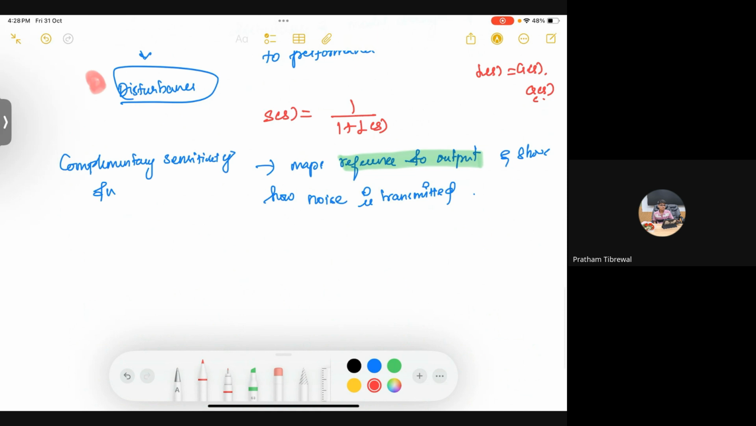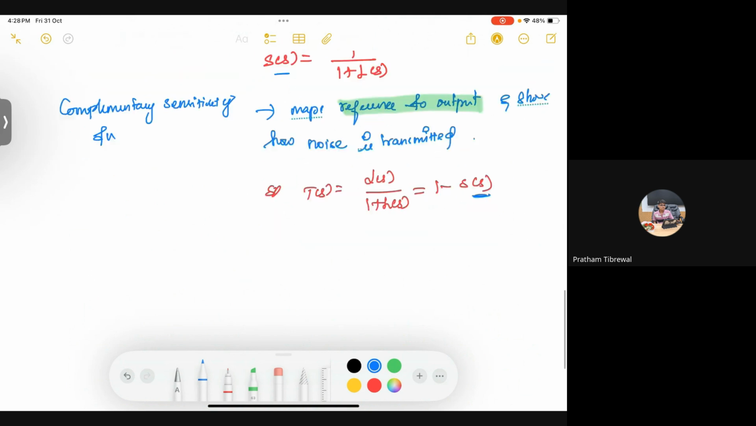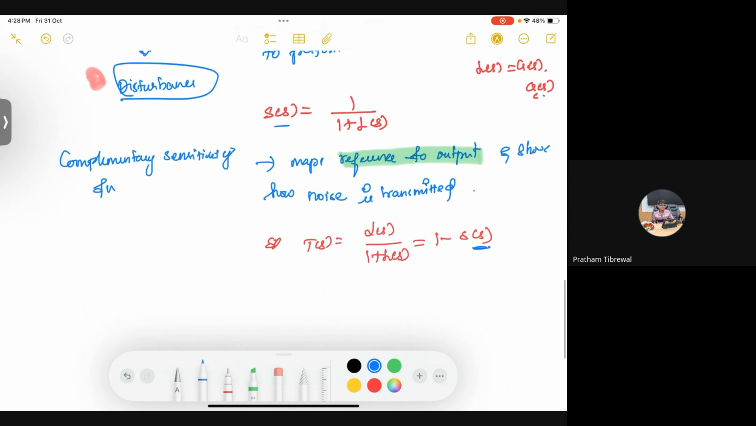This complementary sensitivity function can be written in terms of L of s divided by 1 plus L of s, which is equal to 1 minus S, where S is the sensitivity function we already defined. Both are same, right? You can write it either in terms of 1 minus 1 by 1 plus L of s, or it is L of s by 1 plus L of s.